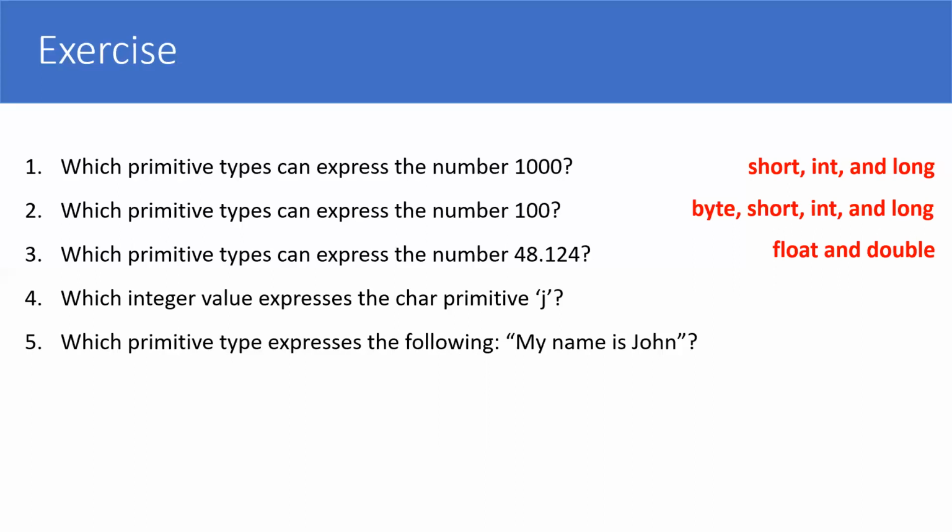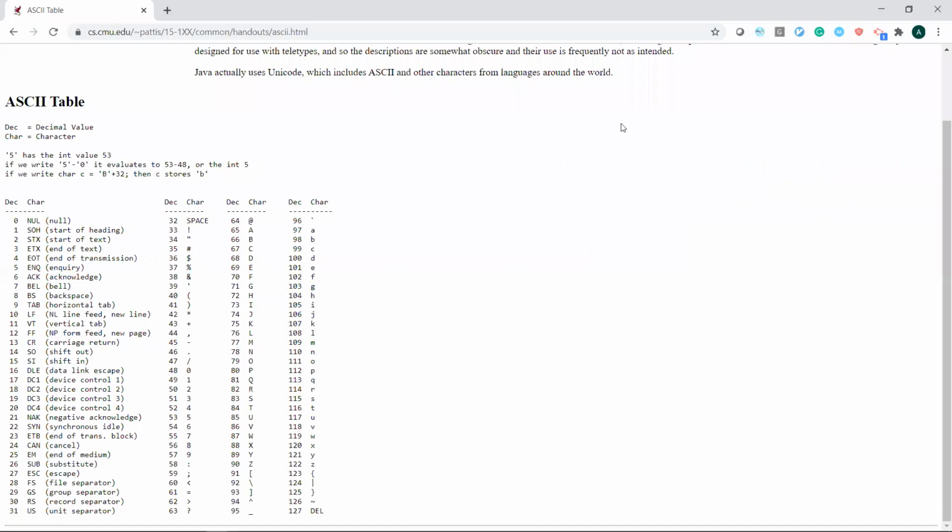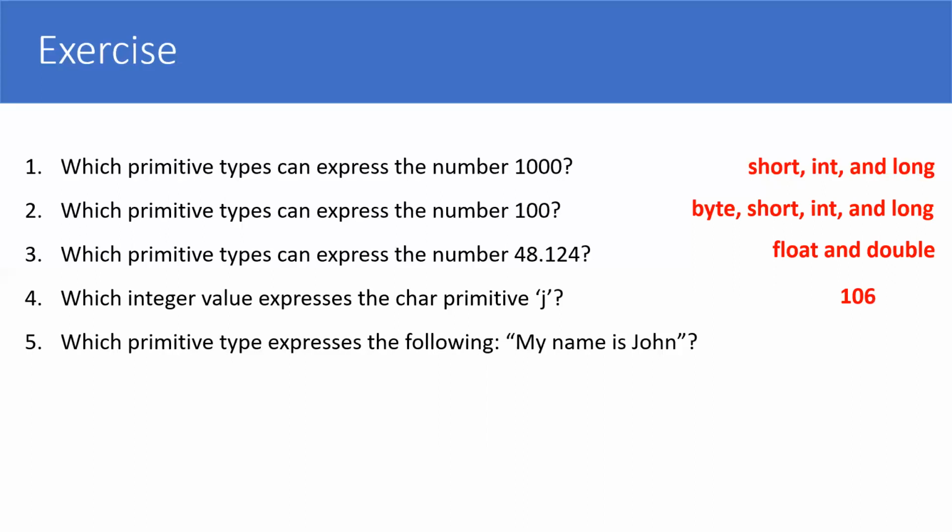Now, what integer value expresses the char primitive lowercase j? If you answered 74, then unfortunately you are wrong. Let's take a look at our ASCII table. You may have gotten confused, but remember that characters are case sensitive here. In this case, it would actually be 106 for lowercase j. So the answer is 106.